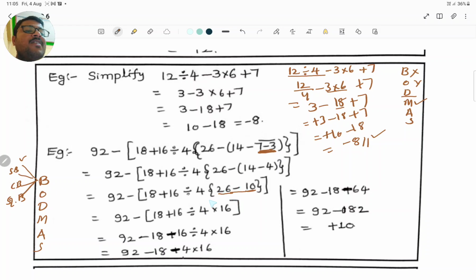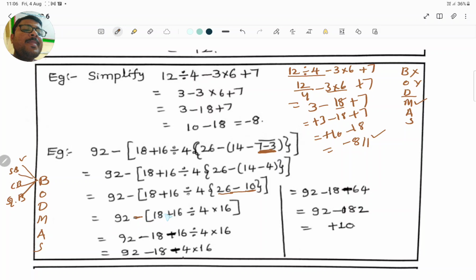Next, after the flower bracket, the square bracket is there. Here two things are there. Consider the square bracket also under the BODMAS rule. First of all, you have to apply the BODMAS rule inside the square bracket. Otherwise, we can also open the square bracket. I want to open the square bracket. Before the square bracket, a minus sign is there.